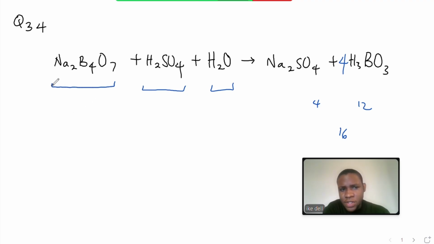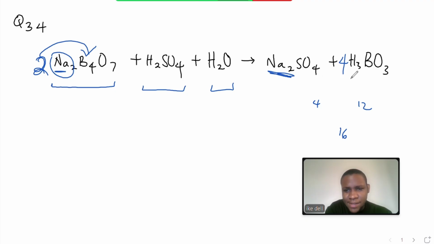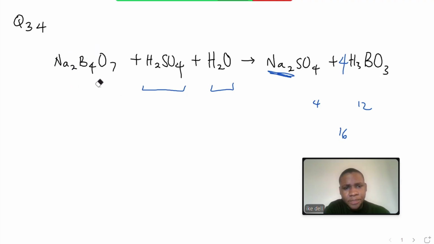I can't try to fix oxygen from here by placing something here, because if I place something here, I'm going to scatter the already balanced sodium, and I'm going to also scatter the boron that I've just balanced. You see that? So I don't want to touch the Na2B4O7. Let's just leave that part. So I'm going to either touch this or this.